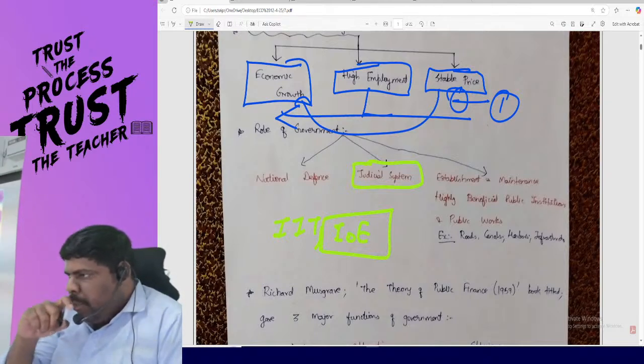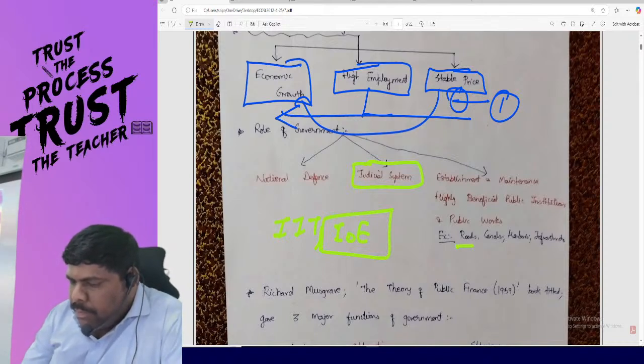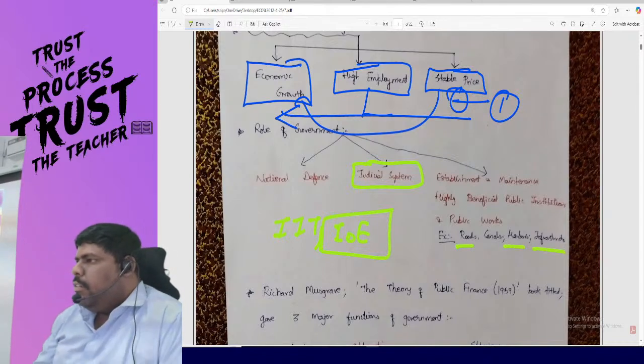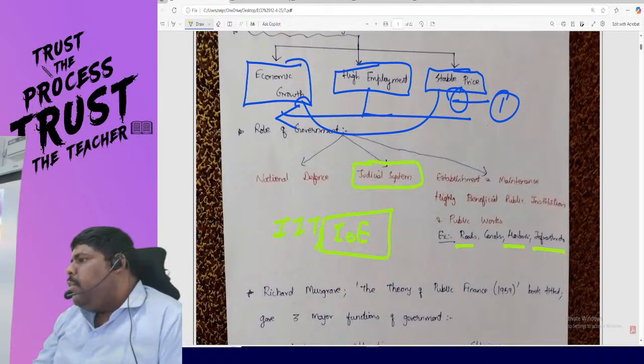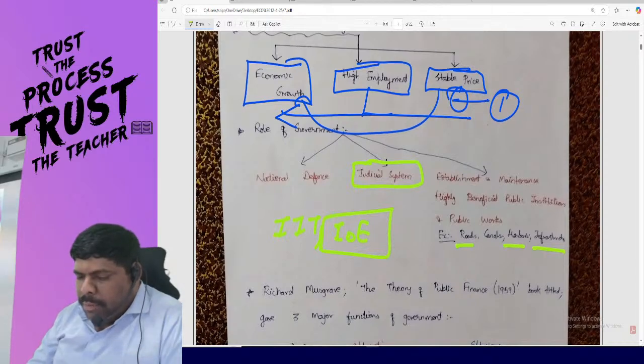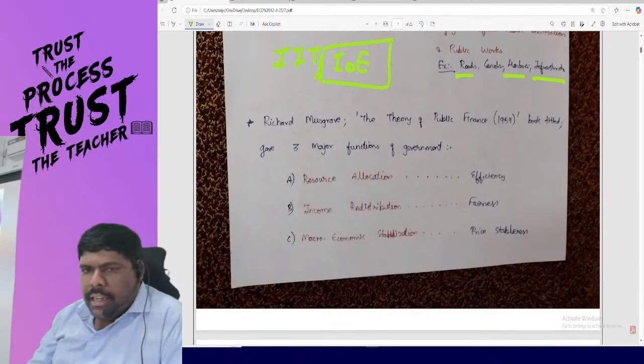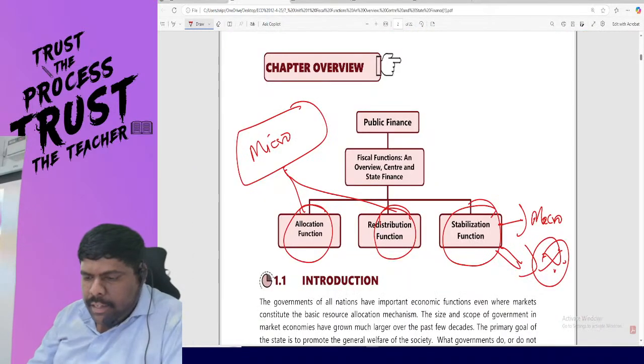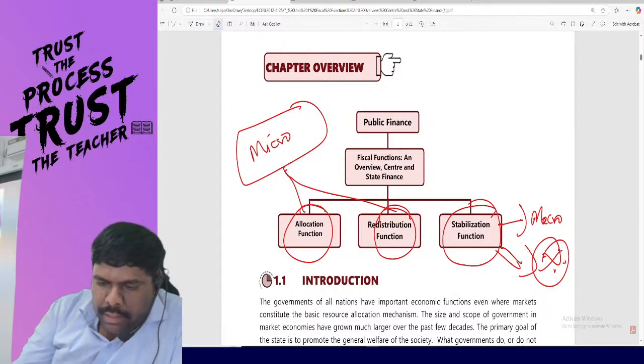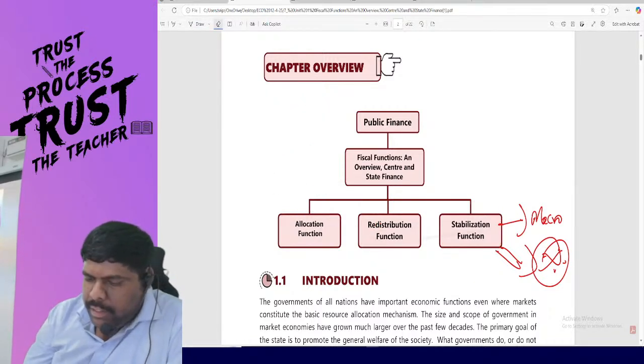Now listen, there will be construction of roads, harbors, infrastructure. Everything is going to give benefits to the public, but also it gives benefits to the industry. So it is having a dual benefit, to the individual as well as to the industry. That's why the government is paying more importance. Now listen, right at the time when we started the class, we saw the three major functions.